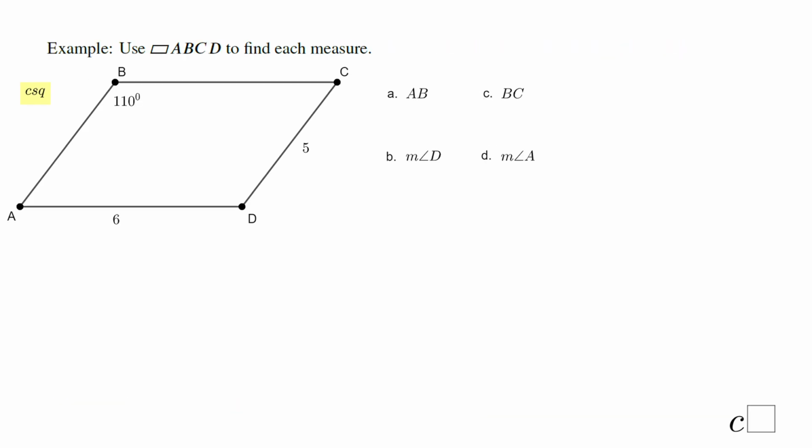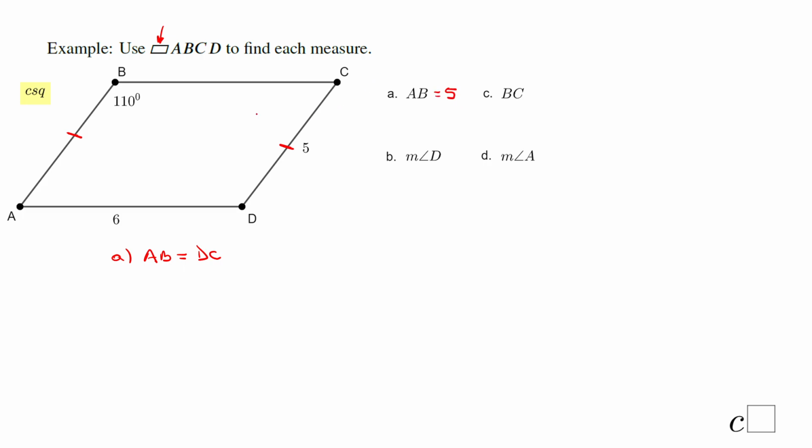Now let's see some examples here. And if you see this sign, that means a parallelogram. Use parallelogram ABCD to find each measure. So we know this one is a parallelogram, and we know angle B is 110 and side DC is 5 and side AD is 6. So the first thing we're looking for is AB. AB, which is this side, is congruent with DC. Remember, that is a property we just discussed. Opposite sides are congruent, so they have the same measure. So obviously AB will also be 5.